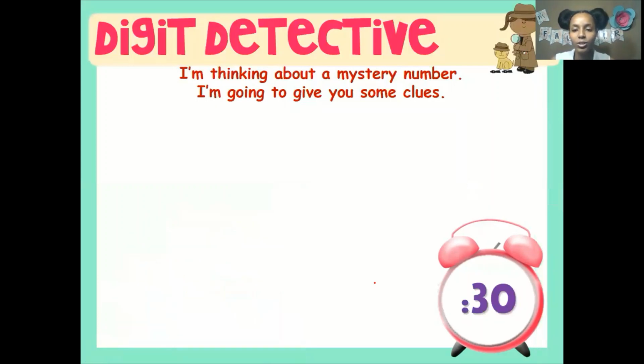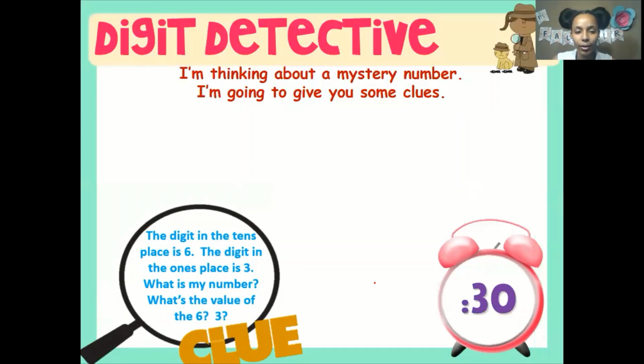Get ready for the next clue. I'm thinking about a mystery number. Here's the clue. The digit in the tens place is 6. The digit in the ones place is 3. What's my number? What's the value of the 6? What's the value of the 3? Go.